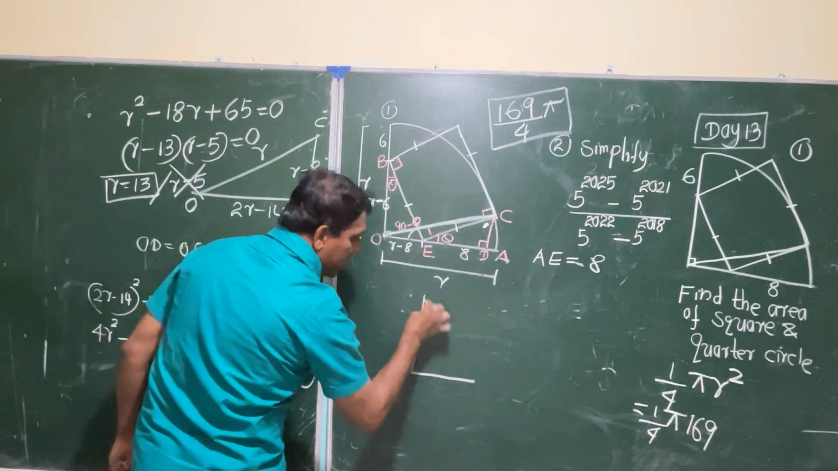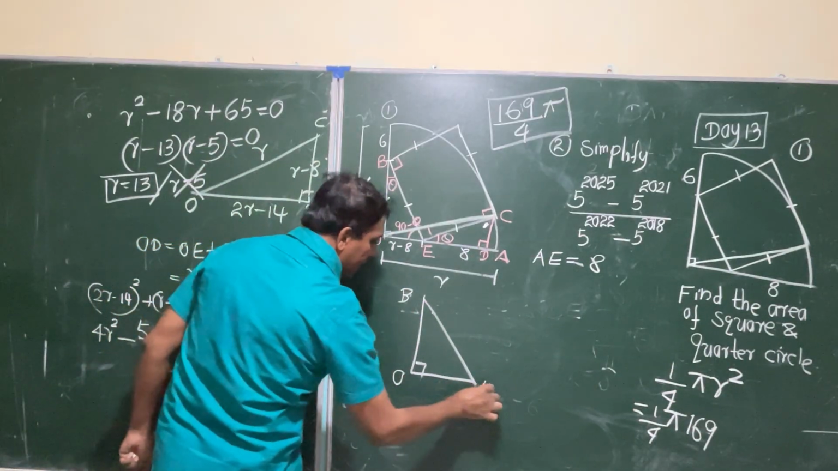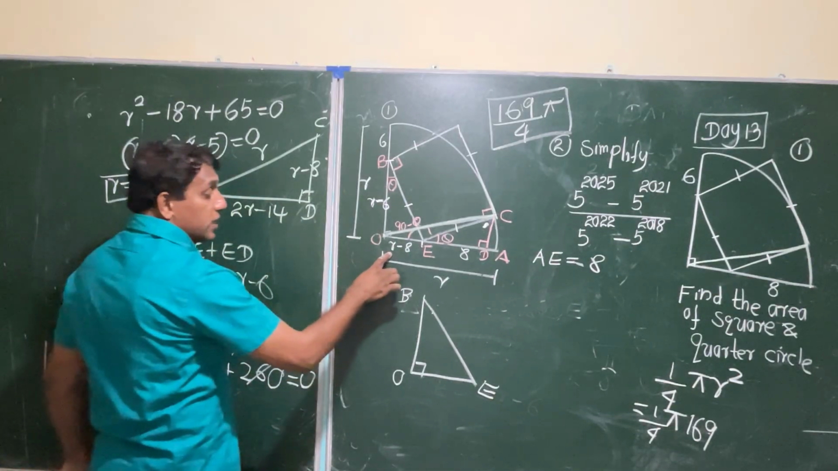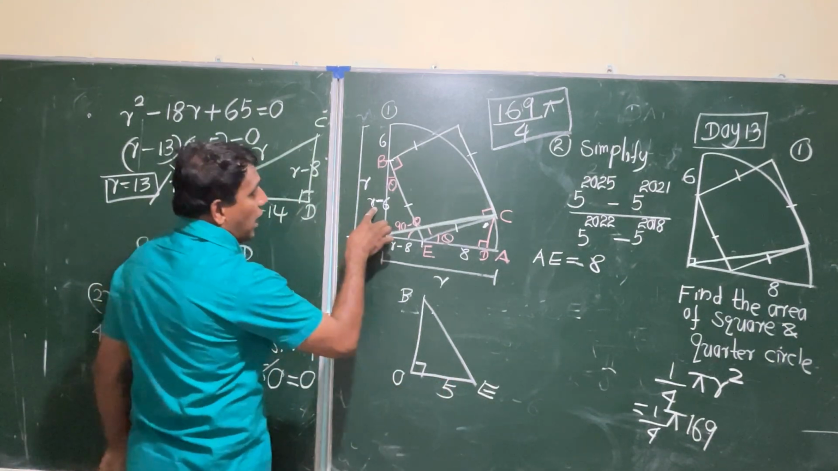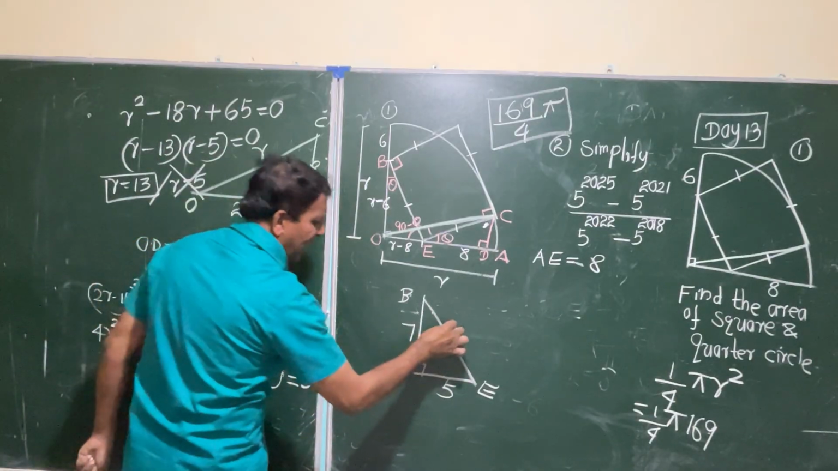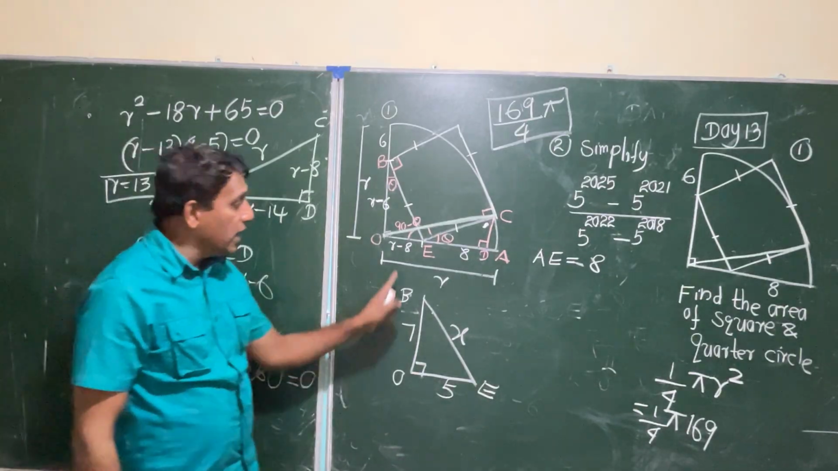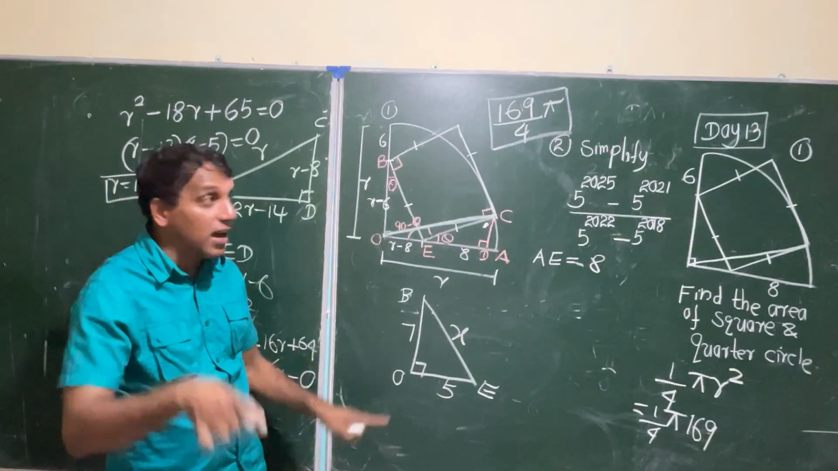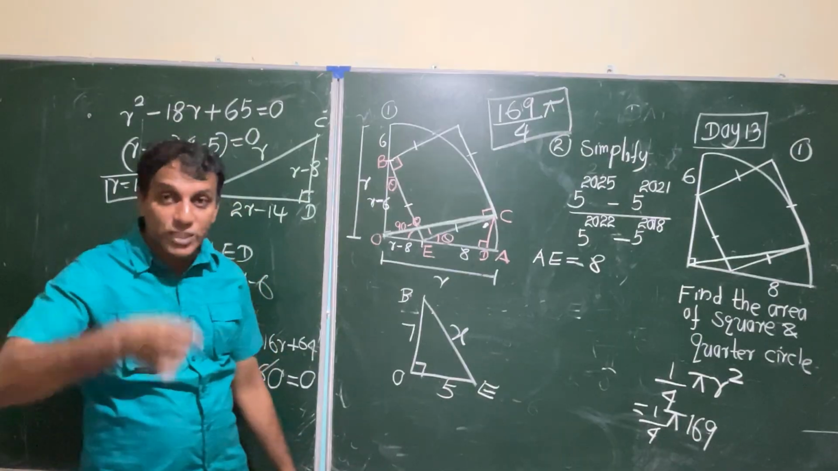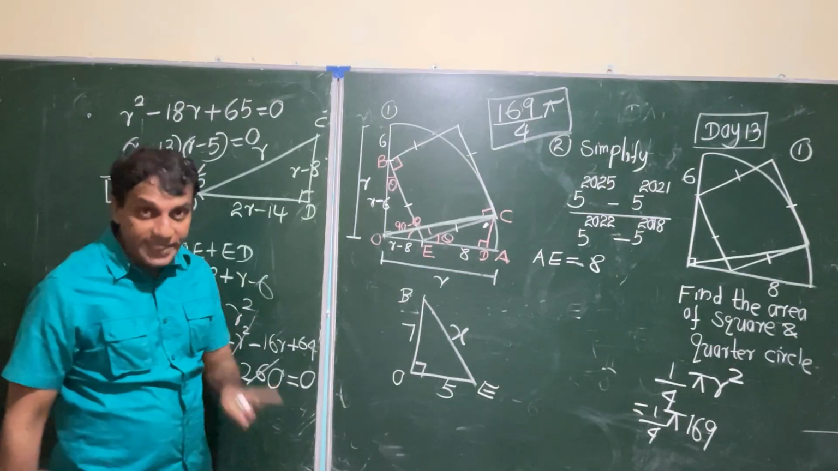Now see this right angle triangle BOE. R is 13, so 13 minus 8 is 5, and 13 minus 6 is 7. Can I say X is the side of the square length? Find X squared. The area of the square is X times X, X squared.